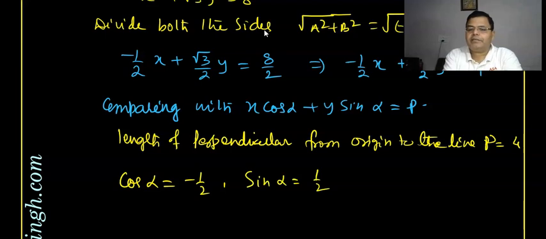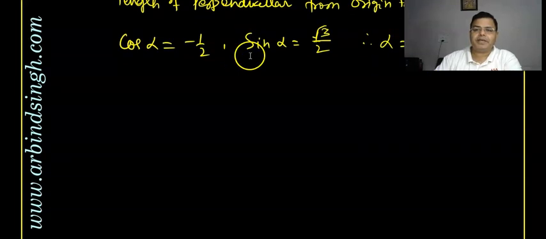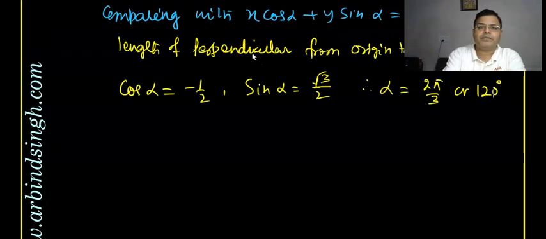Cos is negative and sin is positive. So alpha must lie in which quadrant? It must lie in the second quadrant, and in the second quadrant the value is 2 pi by 3, that is 120 degree. So at 120 degree, sin alpha is positive and cos alpha is negative. So this is the first one.